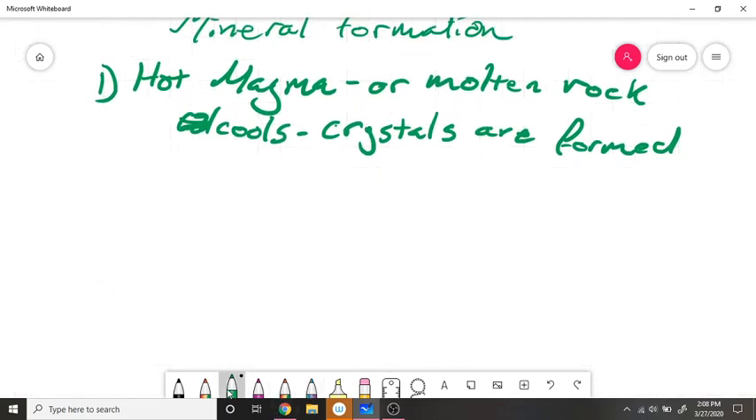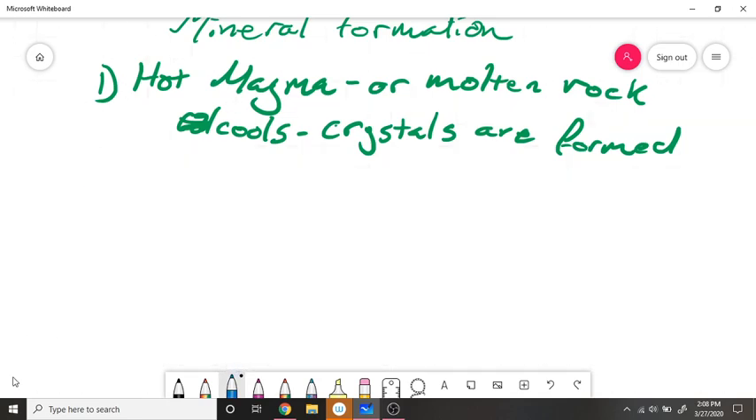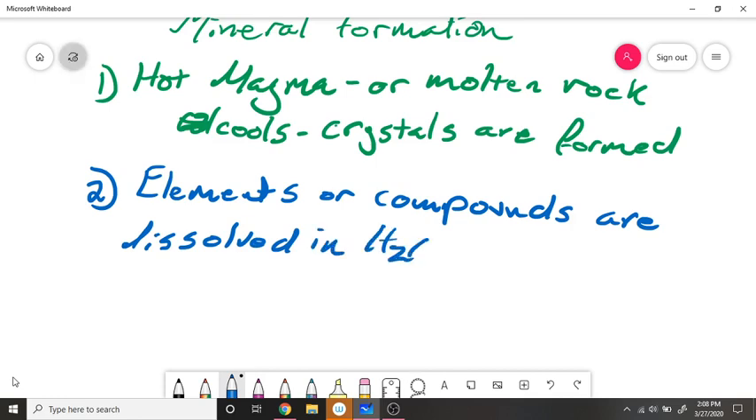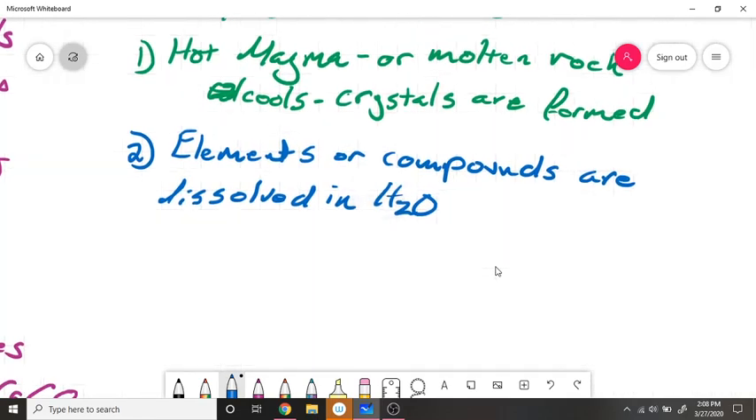The second way that we can get crystals: sometimes elements or compounds are dissolved in water. And as that water evaporates, crystals are left behind.